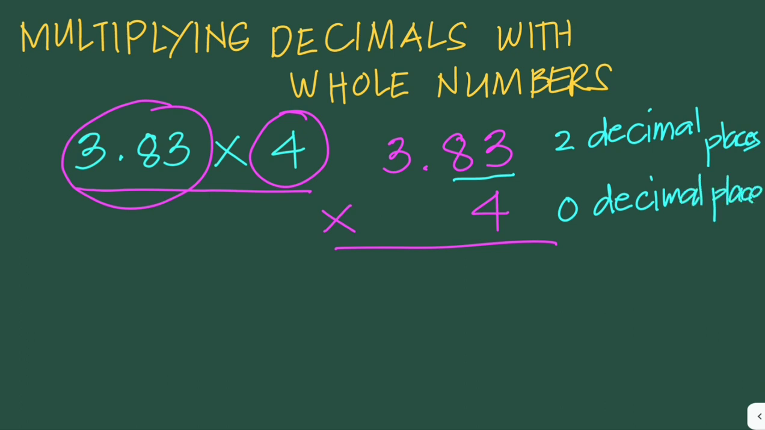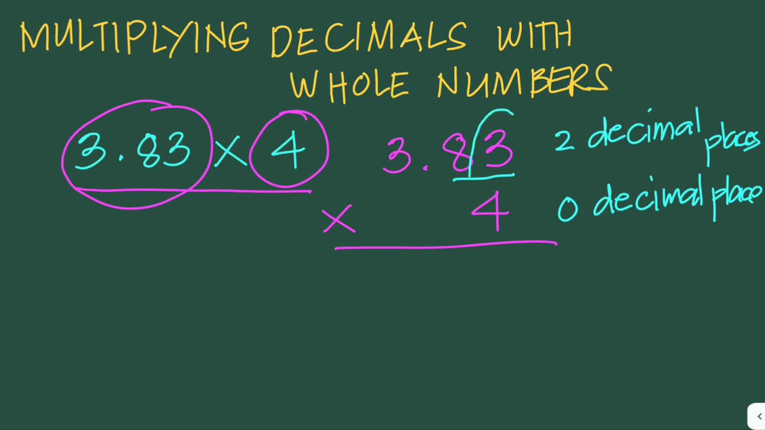Okay, since we have two decimal places for our decimal number and 0 decimal places for our whole number, then we add them up. We have a total of 2 decimal places, and we can use that after we multiply the numbers. We can use 2 decimal places for our final answer for the product. So let's multiply 383 and 4.